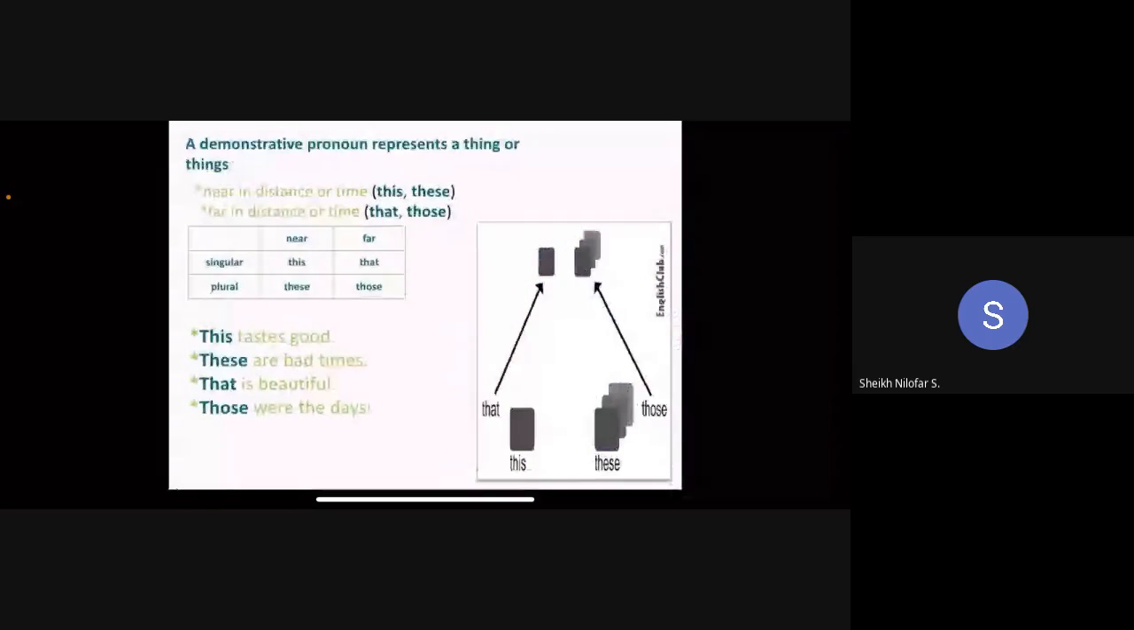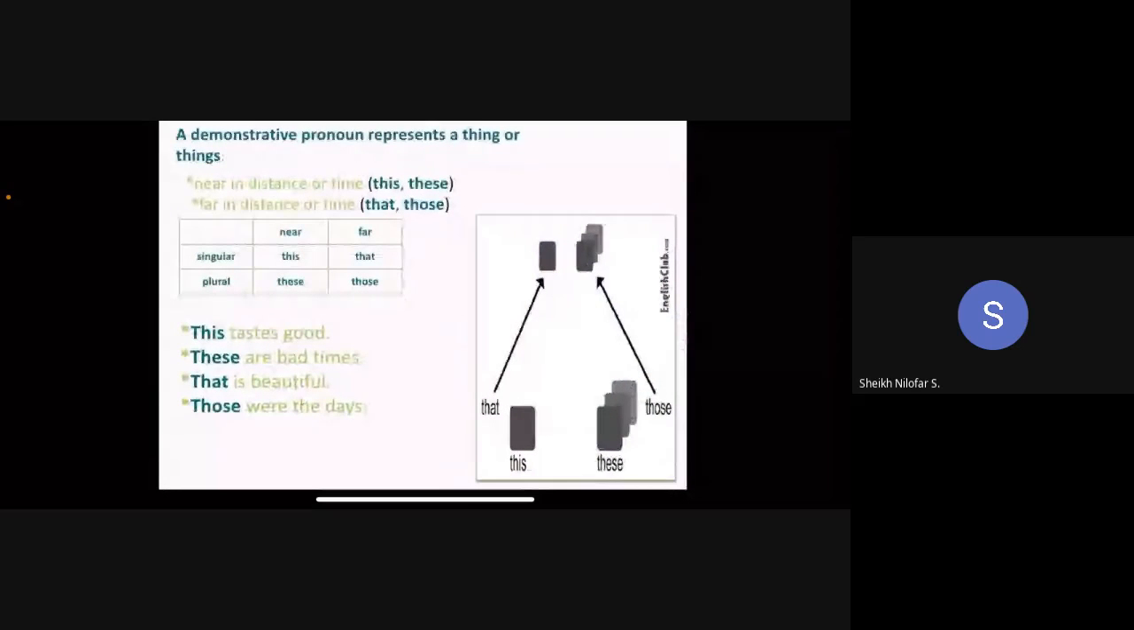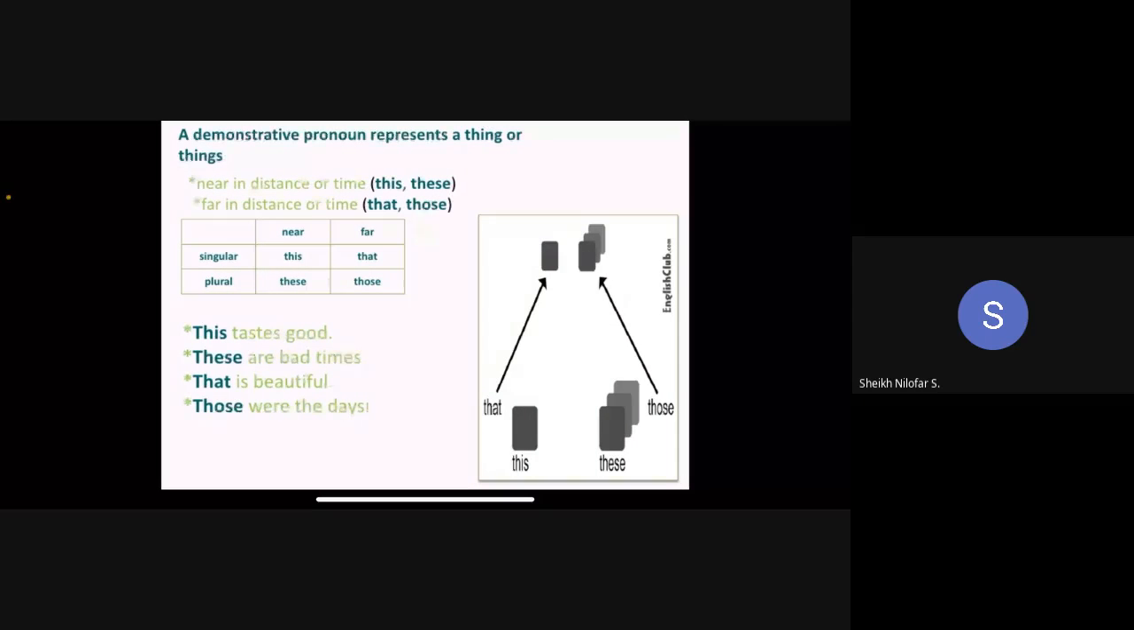The demonstrative pronoun represents a thing or things near, in distance or time: this, these. Far in distance or time: that, those. Near, far, singular: this, that. Plural: these, those. This tastes good. These are bad times. That is beautiful. Those were the days. So can you explain what is given? It is very easy.